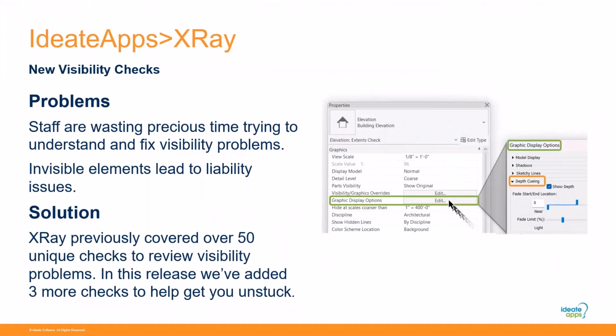And then with our Ideate X-ray, we check over 55 different reasons why something's not visible in a particular view. So if you're trying to figure something out with Ideate X-ray, it's checking that. We've just added some new checks that customers have told us about when it comes to depth queuing and why something doesn't display in a particular view. So we've added 3 additional checks.